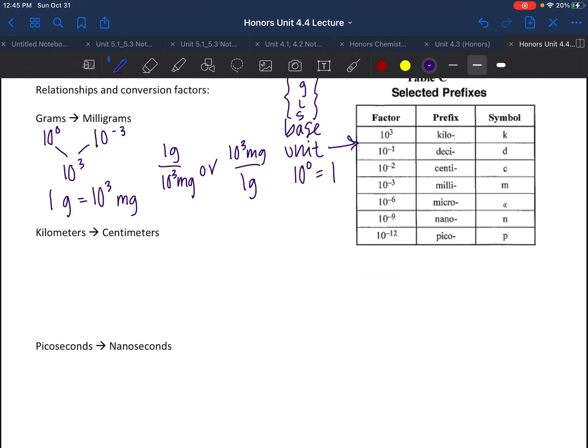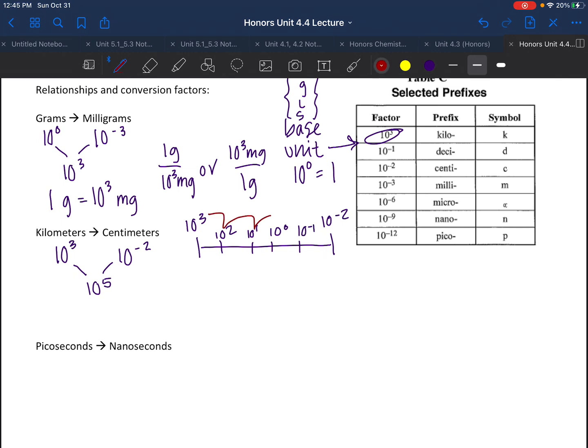Doing this for kilometers and centimeters. Kilo has 10 to the third. Centi has 10 to the negative second. Looking at the difference here, think of it as a scale, as if we are going from 10 to the third all the way to 10 to the negative second. How many powers of 10 between is that? The difference here is actually 10 to the fifth. Think of this as 10 to the second, 10 to the first, 10 to the 0, 10 to the negative 1. So there are 1, 2, 3, 4, 5 powers. That's where that 10 to the fifth comes from.